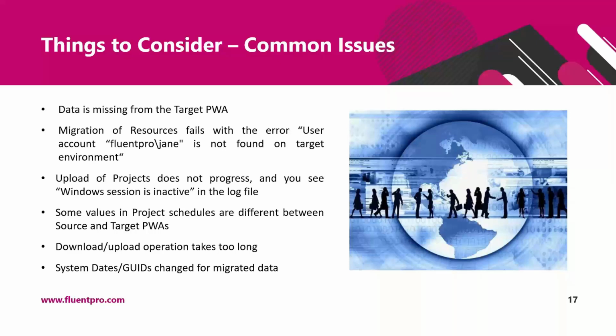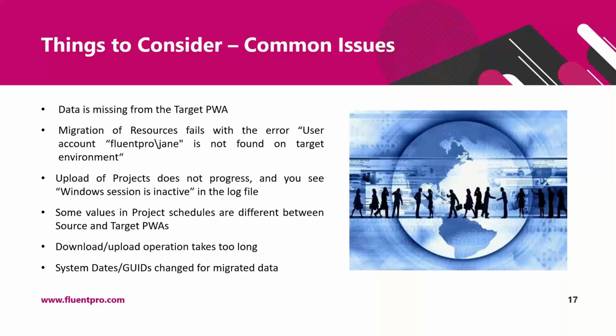Some values in project schedules are different between source and target PWAs. Issues with project schedules data quality in the source PWA may result in changes in calculated fields like start, finish date, actual finish, percent complete, and duration-like fields for projects and tasks. Because during upload of project schedules to the target PWA, recalculation is enforced. So if the project is calculated incorrectly in the source PWA, you will see these differences.